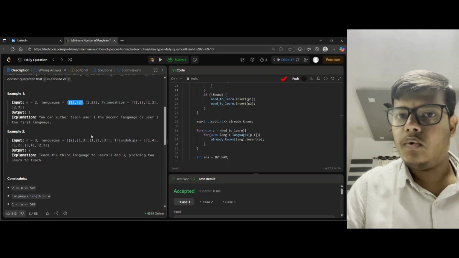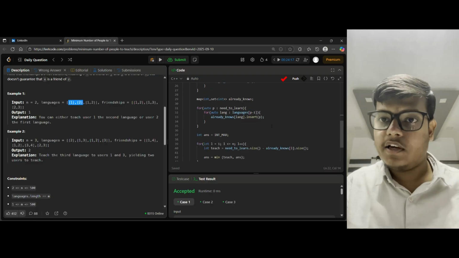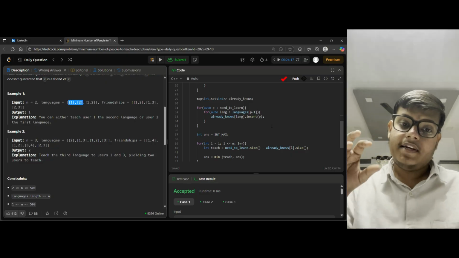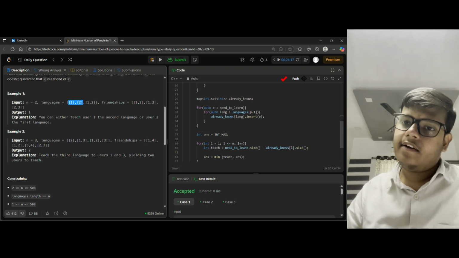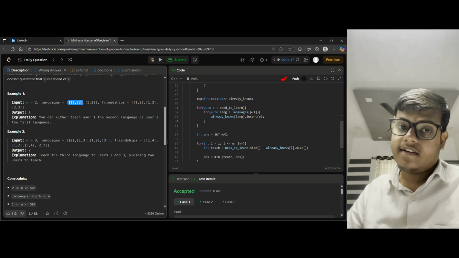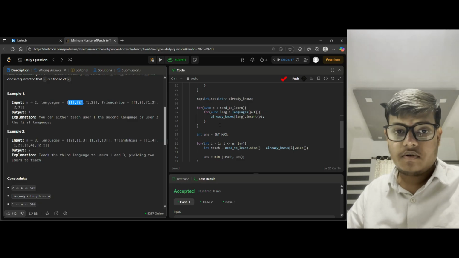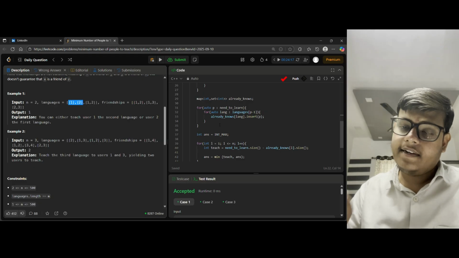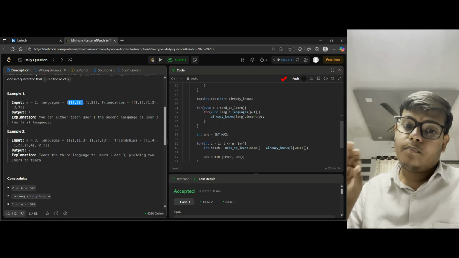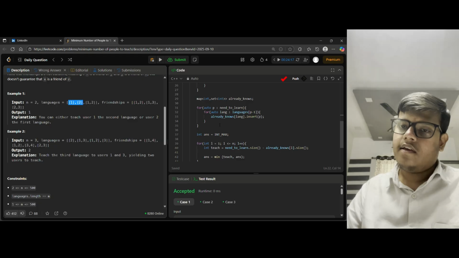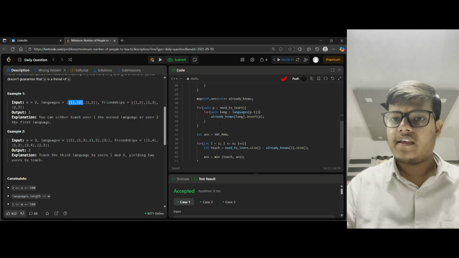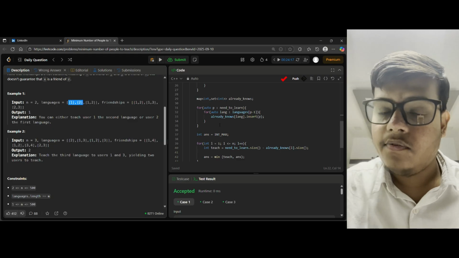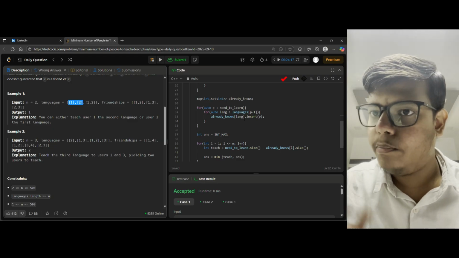So what we are going to do is, as I told, we are going to map. We take a person we need to teach, basically, and we check all the languages he or she knows, and for each such language we push this person, so we can keep track of which language is known by which users. I mean, language 1 is known by how many persons, like P1, P2, P3 and so on.